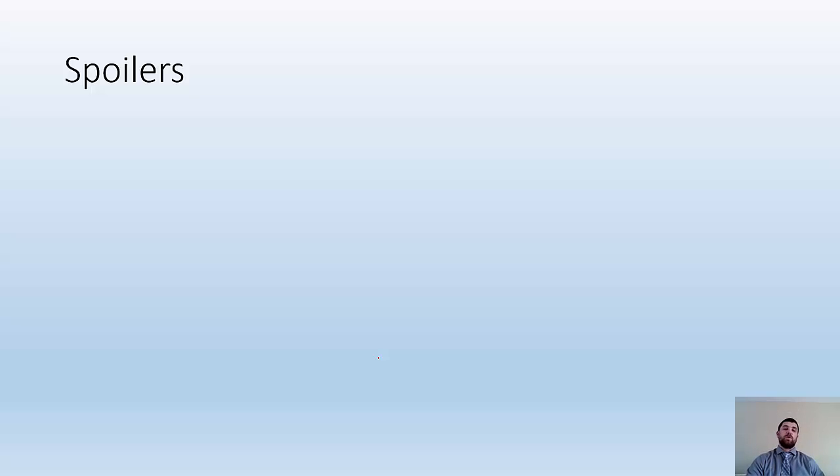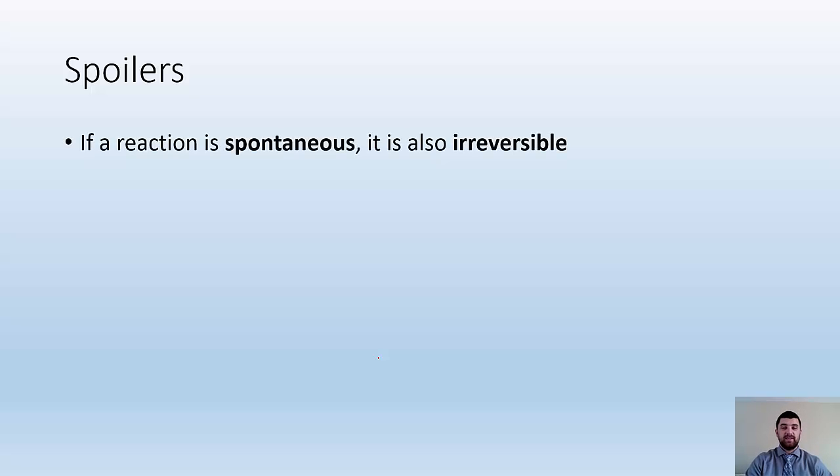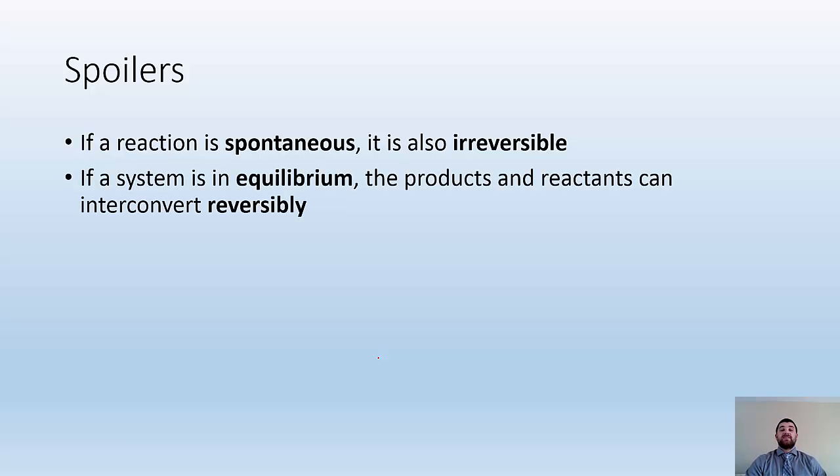All right, so spoilers. If a reaction is spontaneous, it is also irreversible. And if a system is in equilibrium, the products and the reactants can interconvert reversibly. So spontaneous means we can't just go back the way that we came from and end up with how we started. That's irreversible. So spontaneous, irreversible. Equilibrium, reversible.